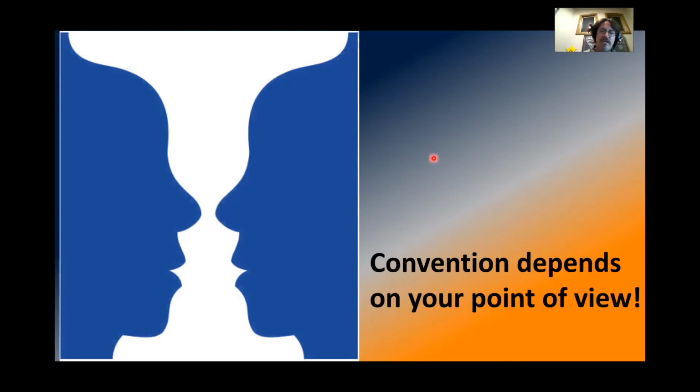The convention of all this actually depends on your point of view. I like the classic optical illusion, though I think of it more as a point of view exercise. From one point of view, you see a wine glass. From another point of view, you see two people coming in for some besitos.